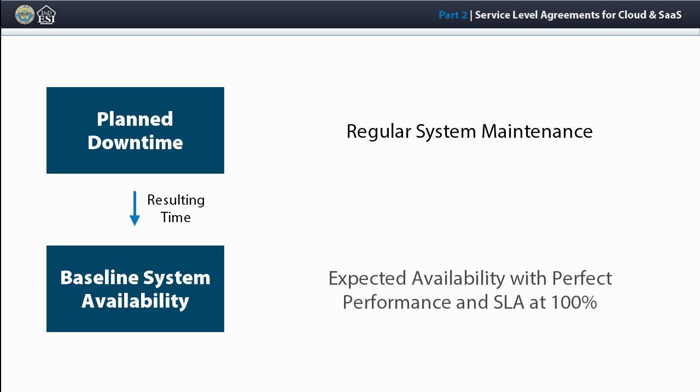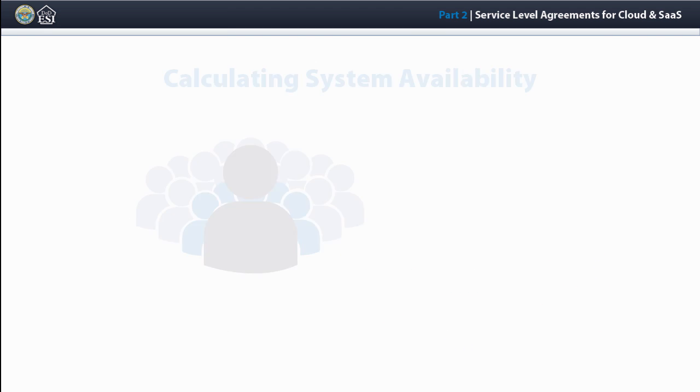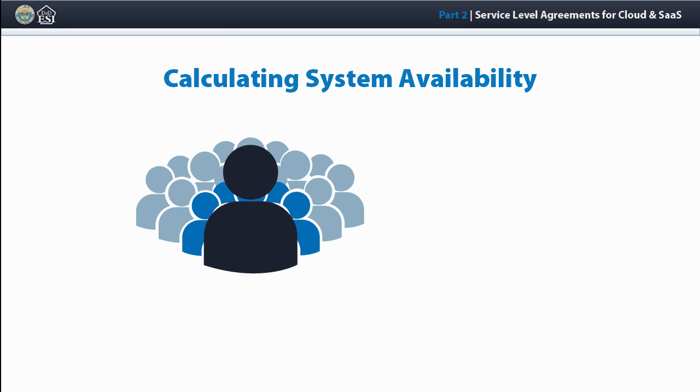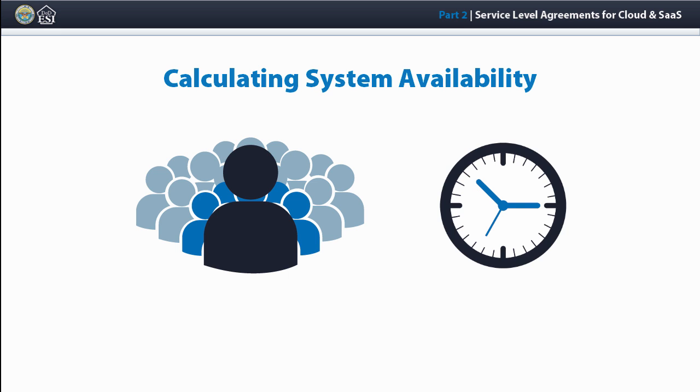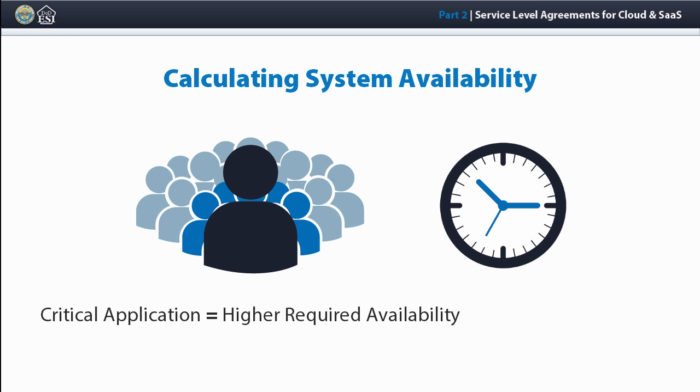This would be the expected availability if performance is perfect and the SLA is set at 100%. The added cost to achieve this level of performance is almost never justifiable. Instead, most organizations determine the percentage of time they require the system to be available. The more critical the application, the higher the required availability. For extremely critical applications, a system availability of 99.999%, sometimes referred to as 5 nines, is called for.